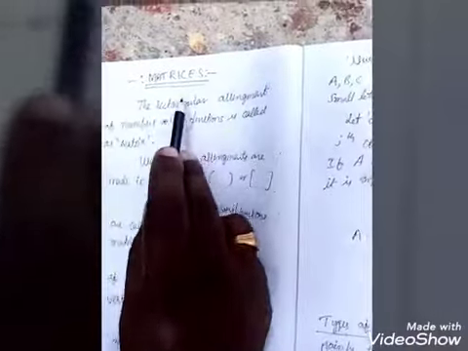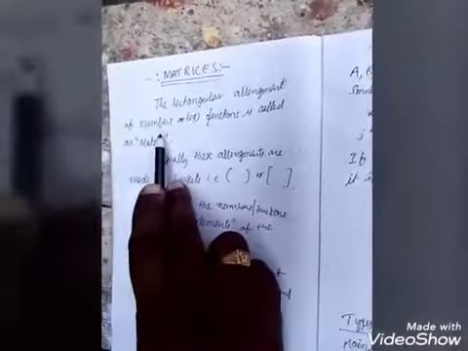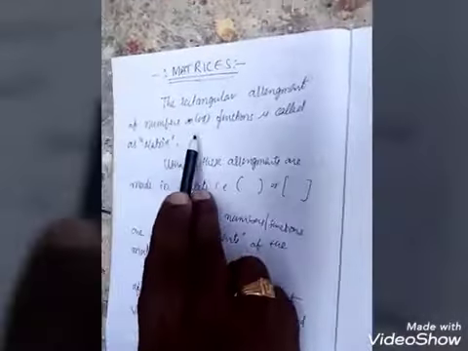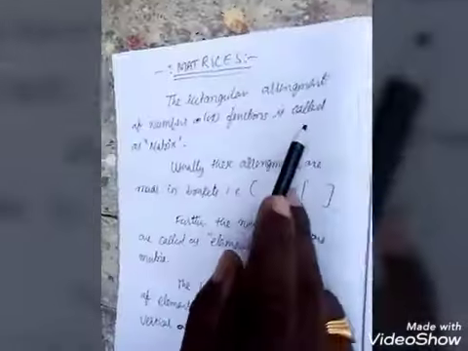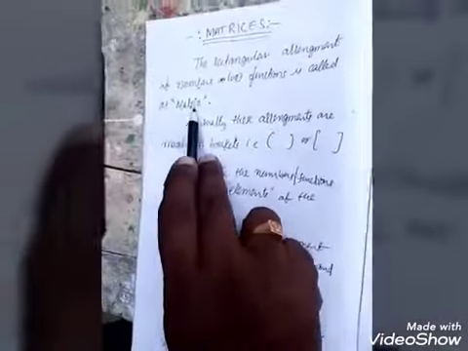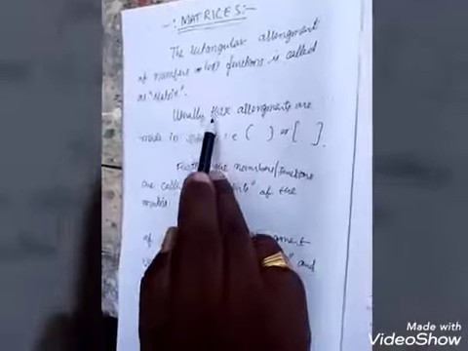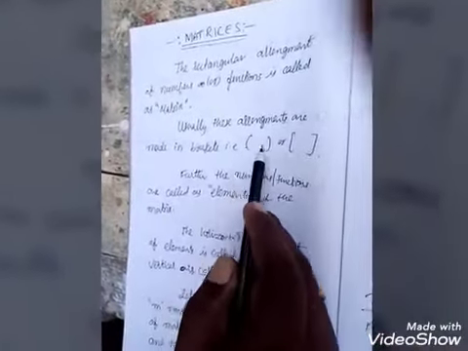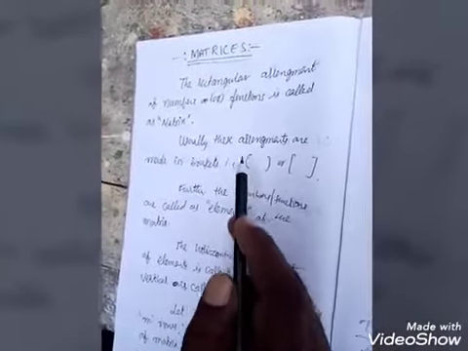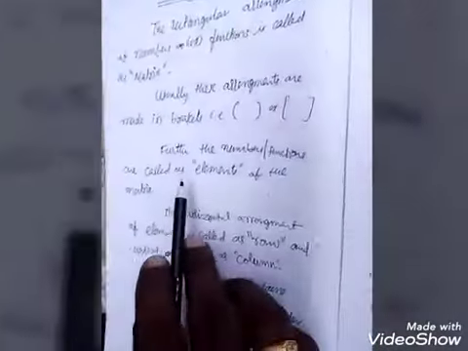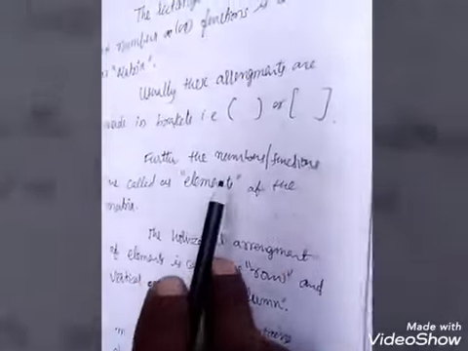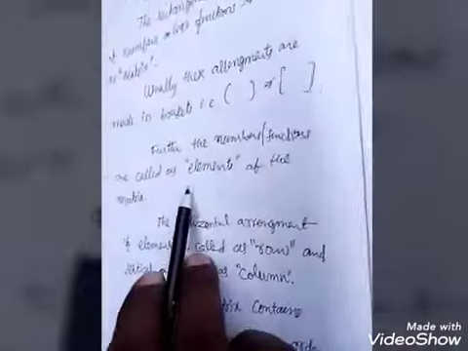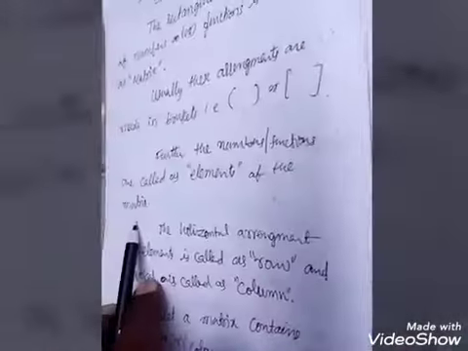What is a matrix? A rectangular arrangement of numbers, which may be real or complex, or functions, is called a matrix. Usually these arrangements are made in brackets, open brackets and closed brackets, with respect to the size of the matrix. Further, the numbers and functions are called elements of the matrix.